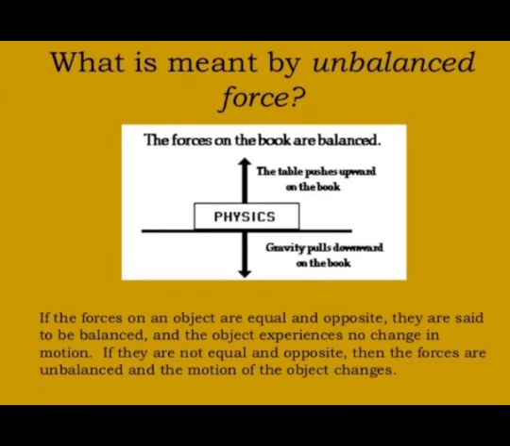So the forces on the book are balanced. The table pushes upward on the book, and gravity pulls downward on the book. If the forces on an object are equal and opposite, they are said to be balanced, and the object experiences no change in motion. If they are not equal and opposite, then the forces are unbalanced and the motion of the object changes.